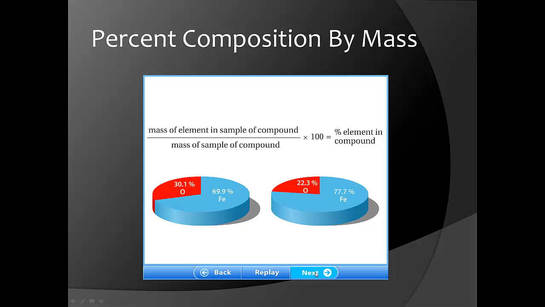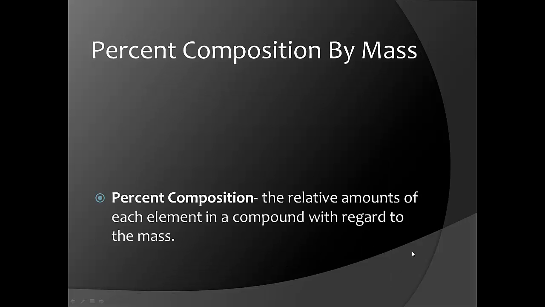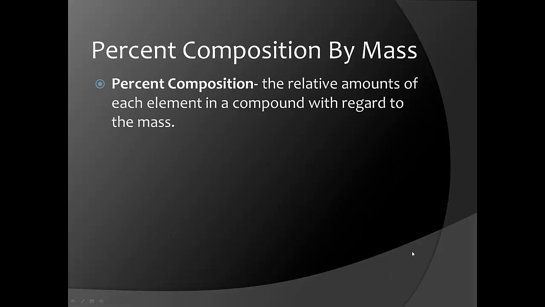So our goal is we take the mass of the element in the sample of the compound and divide it by the mass of the sample in the compound, meaning we take part over the whole, multiply it by 100, and that gives us our percentage. So percent composition by definition is the relative amounts of each element in a compound by mass. So when we talk about mass, we've been dealing with the idea of molar mass.